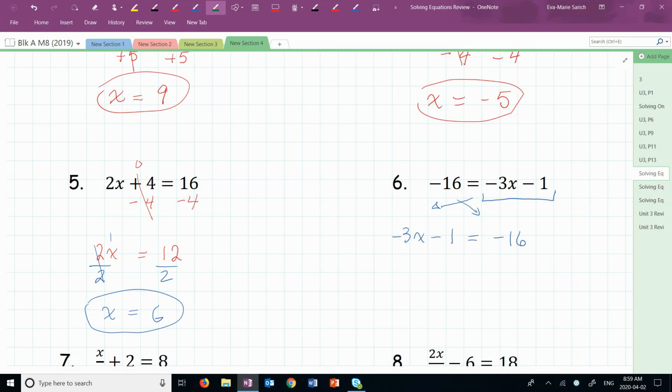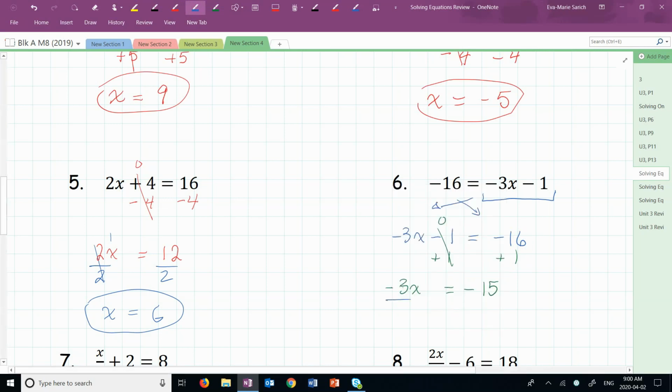Now, we need to get rid of the add number or subtract number. So this is a subtract 1, so we are going to add 1 to both sides. That gives us a 0 there. Bring down what's left, -3x is equal to, again, we've got adding happening here and we want to use temperature. So cold 16, hot 1, it's going to warm up the 16 to make it -15.